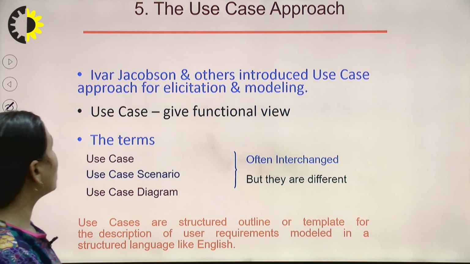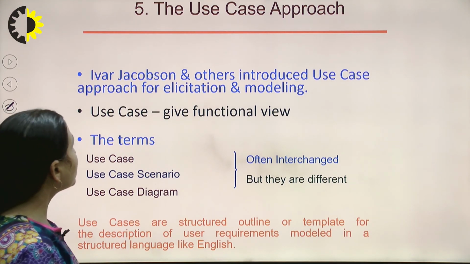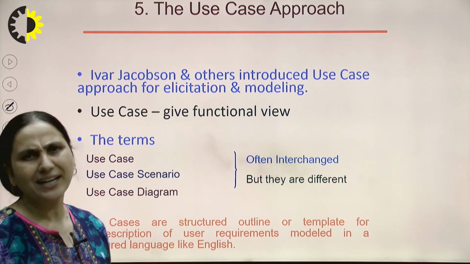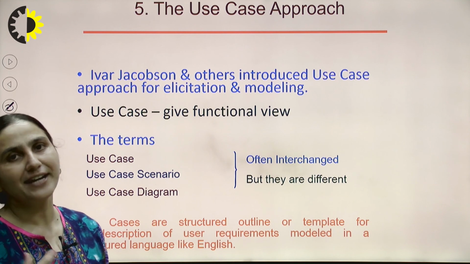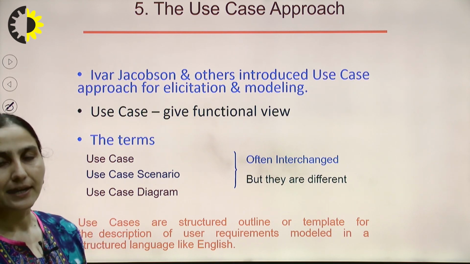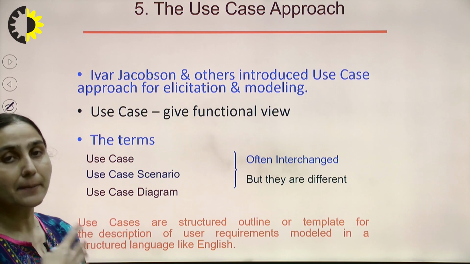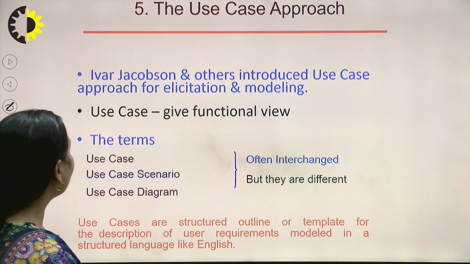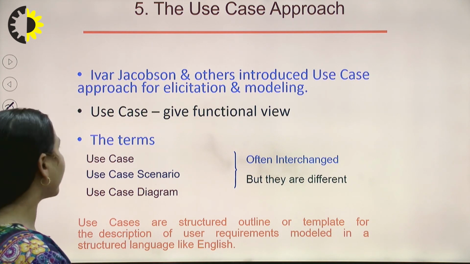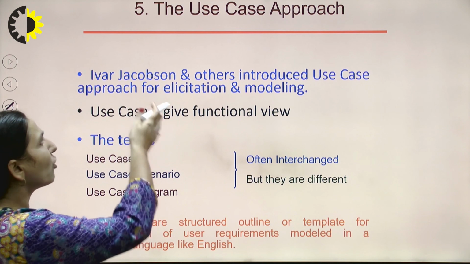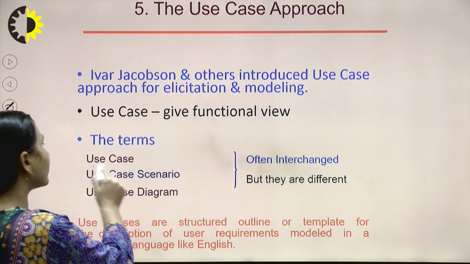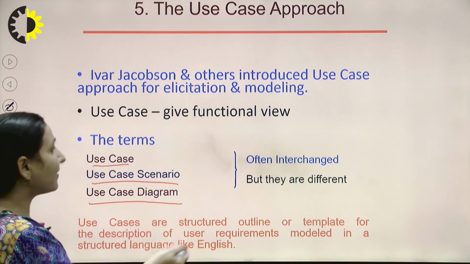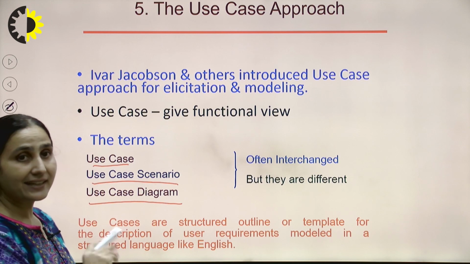The use case approach: Ivar Jacobson and others introduced the use case approach for elicitation and modeling. Again, it is one of the approaches with the help of which we try to gather the requirements, because these approaches fall under elicitation. Use case gives the functional view of the system. There are different terms which fall under this category: the use case scenario and use case diagram. They often seem to be interchanged, but they are quite different.